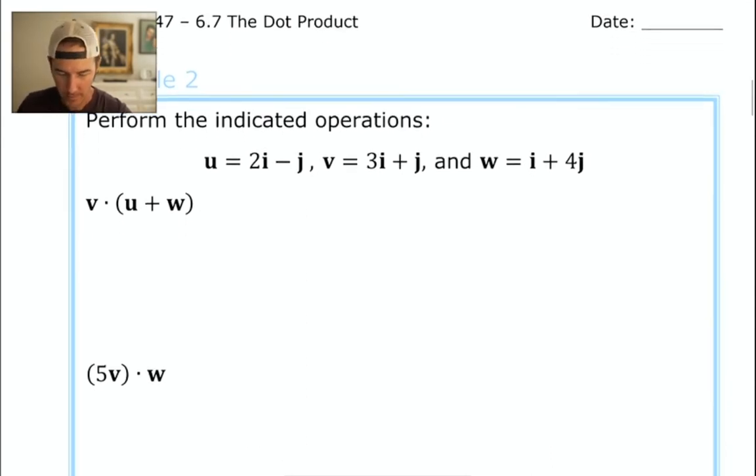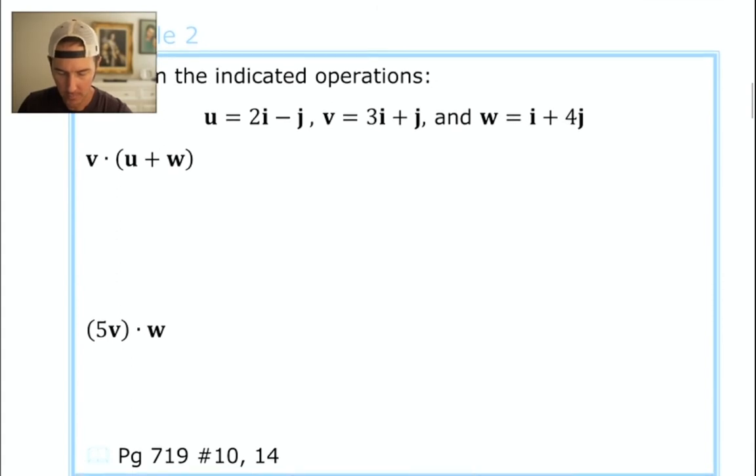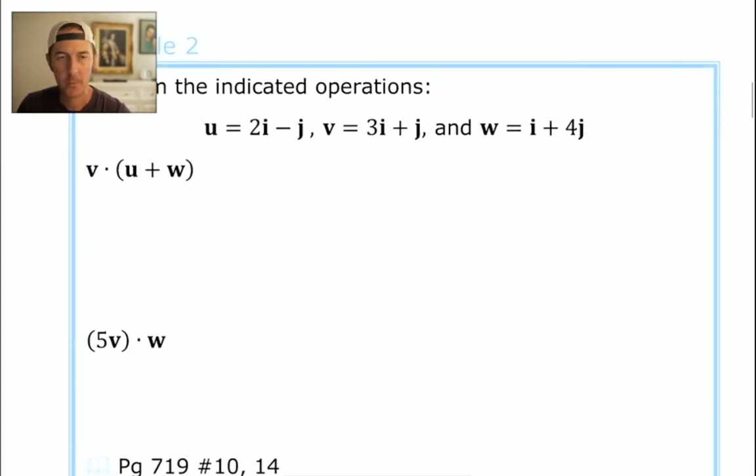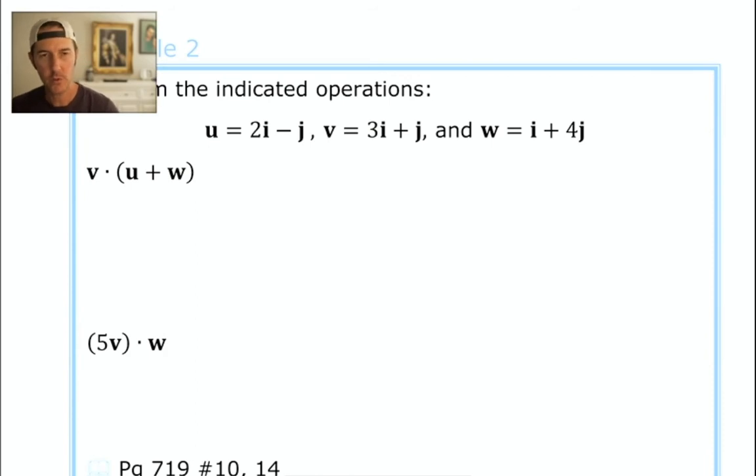Let's see. So we're dotting with a sum. We've got a constant value that's going in there. Let's do these two, and then I think we'll move on. In the first example, let's add u and w first. I think I'll write this as vector v. I'm going to put v in parentheses, maybe put an equal sign to the left of it, and v in parentheses is 3i plus j. And then I'm going to put a dot right here.